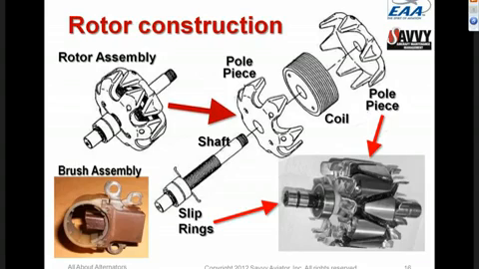And so there are slip rings on one end of the shaft, and there's a brush assembly with some spring-loaded carbon brushes that ride on those slip rings. And so we supply the field current to this rotating rotor through the brushes and the slip rings to energize the coil in the rotor and to create the rotating magnetic field that energizes the stator and creates the output of the alternator.